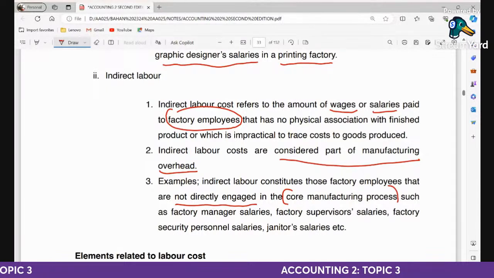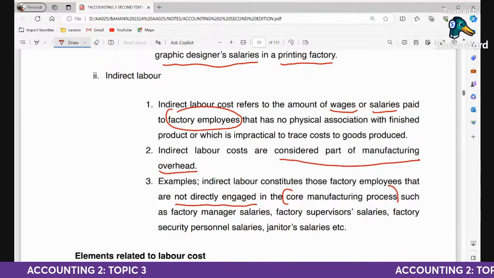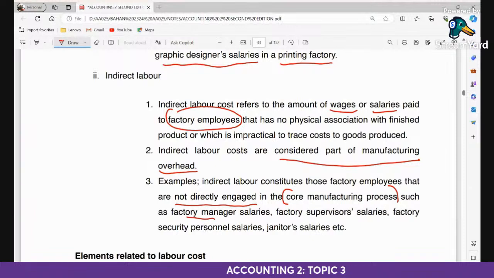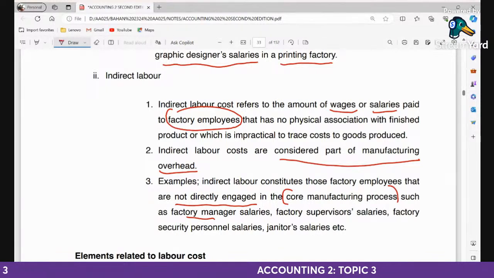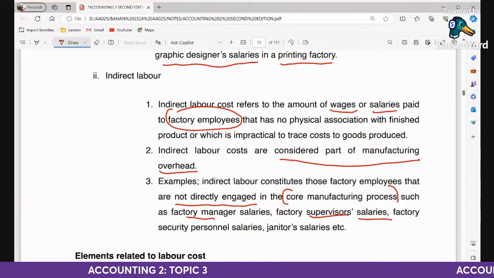So siapa sebenarnya yang dalam kilang tapi tak terlibat dengan pengeluaran? Mesti ada kan? So kita ada factory manager salaries. So the factory manager is your indirect labor. So he or she is paid salaries. So the cost is called indirect labor cost. Lepas tu kita ada supervisor. So the salaries that is paid to the supervisor is also indirect labor cost.